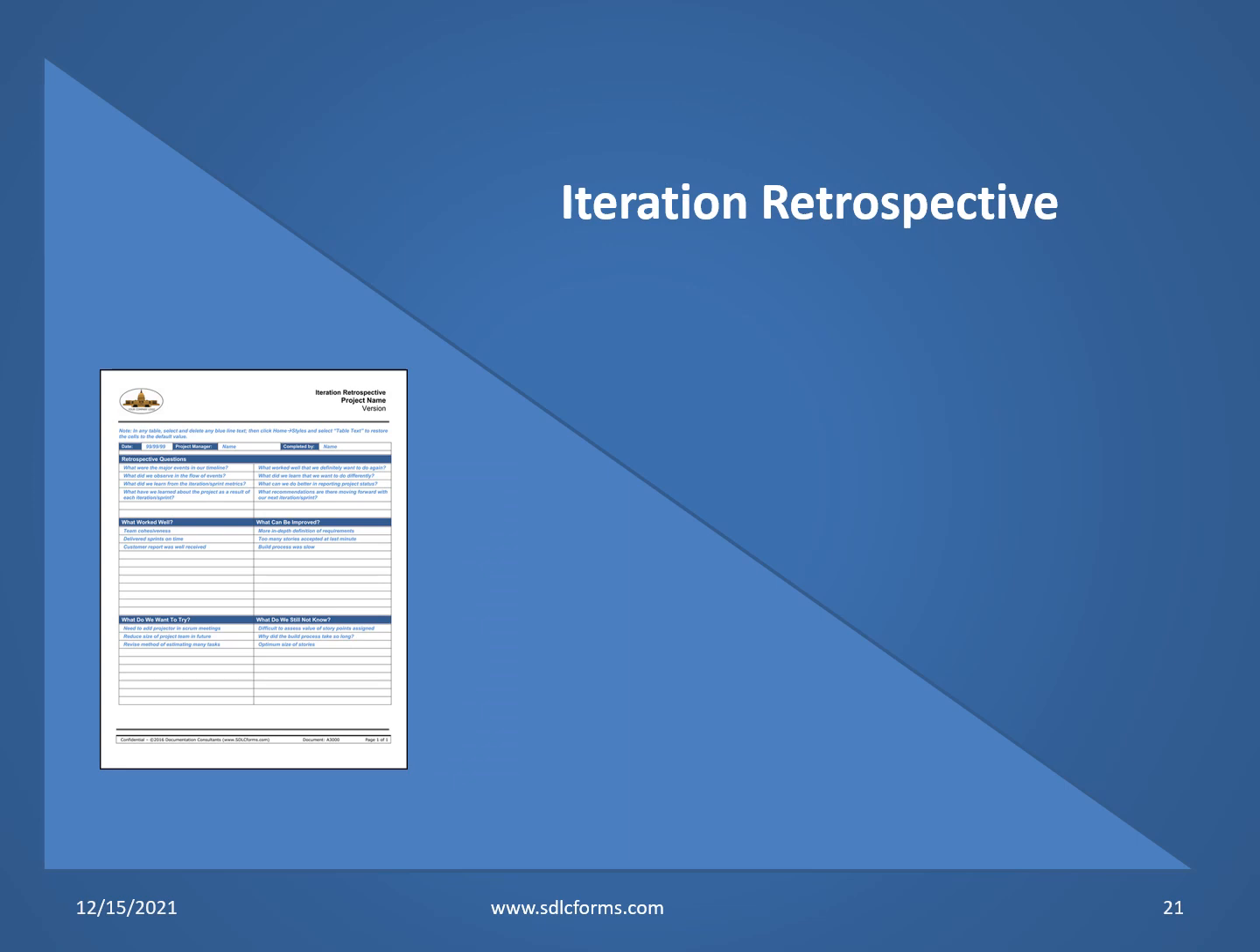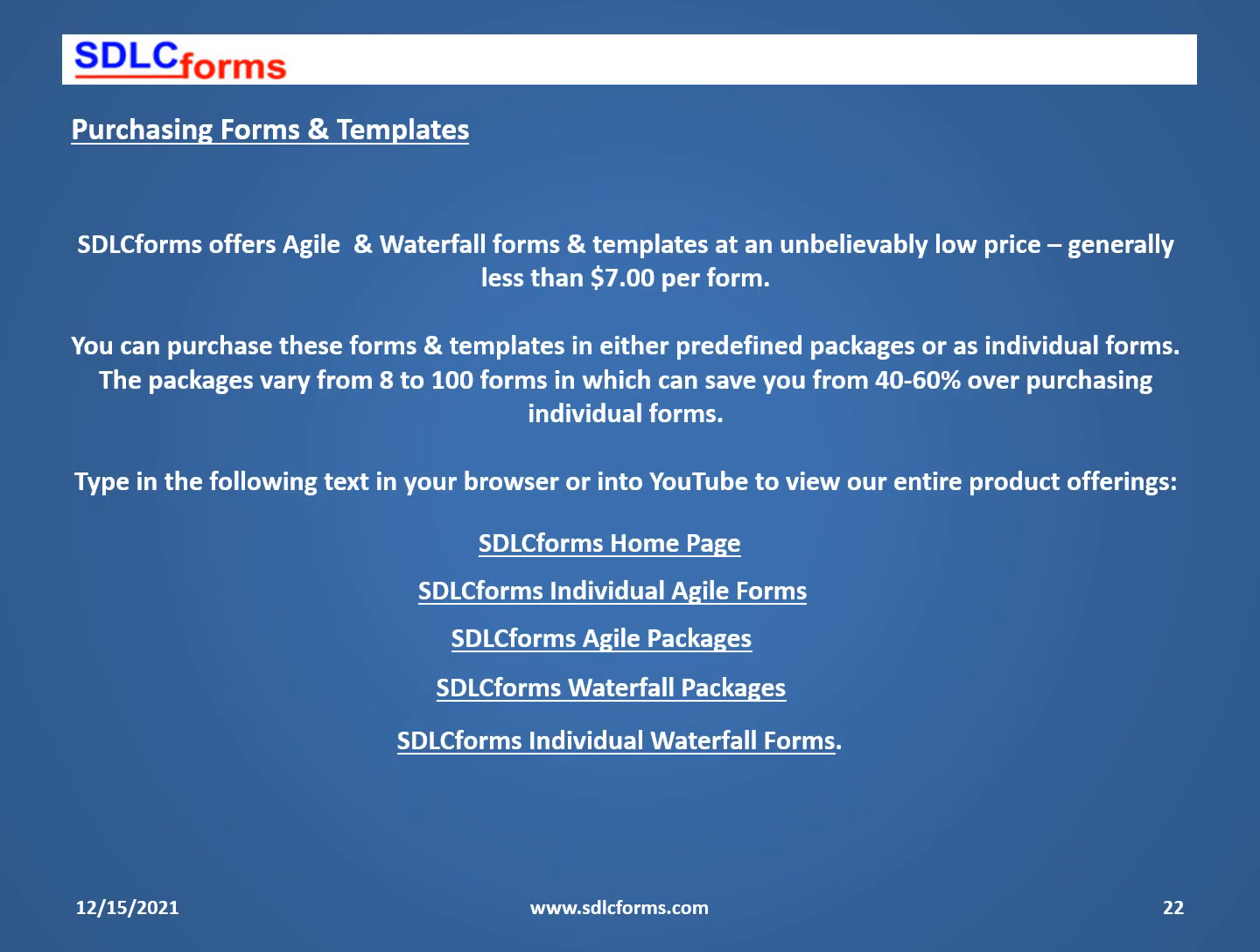An Agile iteration retrospective is a meeting that's held at the end of an iteration. The process of retrospecting is at the heart of Scrum. During the retrospective review, the team reflects on what transpired during the iteration and identifies actions for improvement going forward.